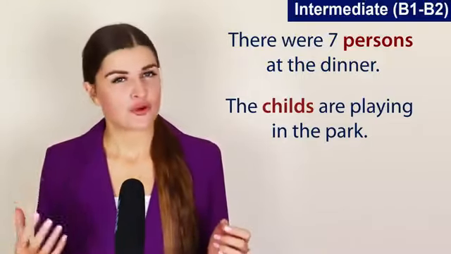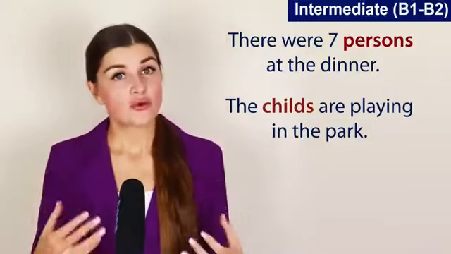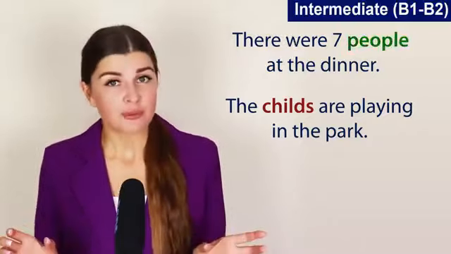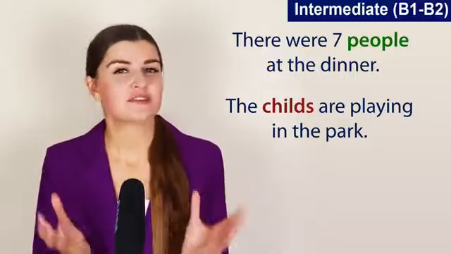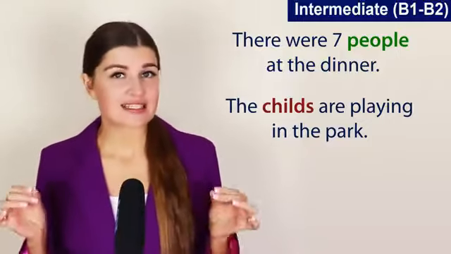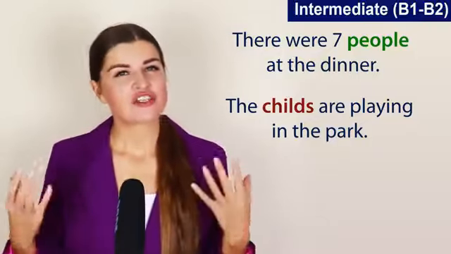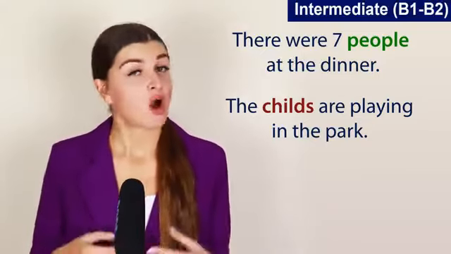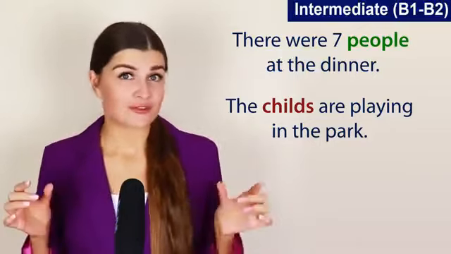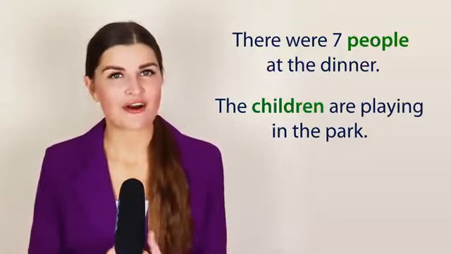Sentence 1. There were 7 persons at the dinner. What's the mistake here? The word persons is not commonly used in English. Instead, we use people when talking about a group of individuals in general. Replace persons with people. The correct sentence is there were 7 people at the dinner. Sentence 2. The childs are playing in the park. What's the mistake? The word childs is wrong because the plural of child is children, not childs. The children are playing in the park.